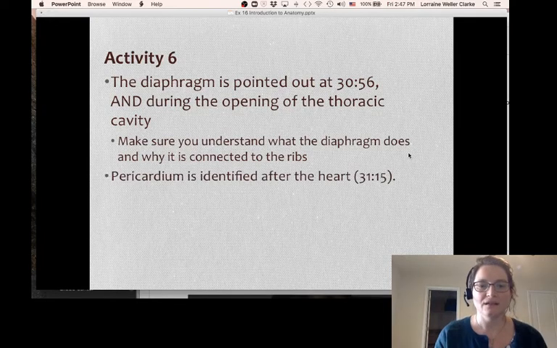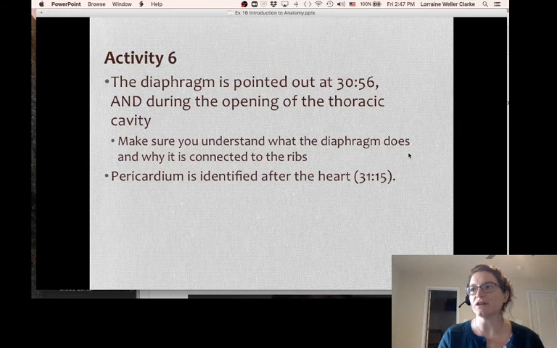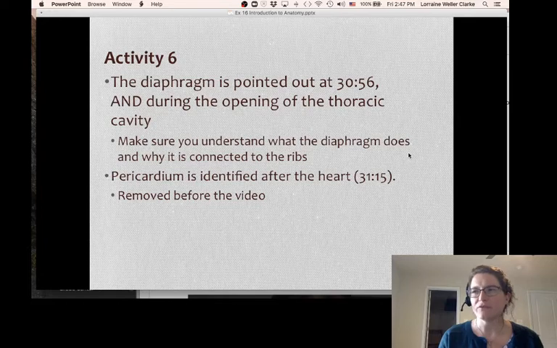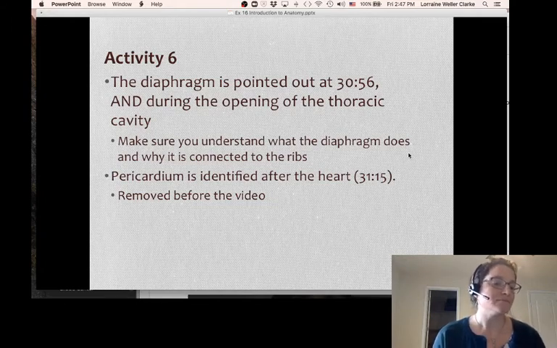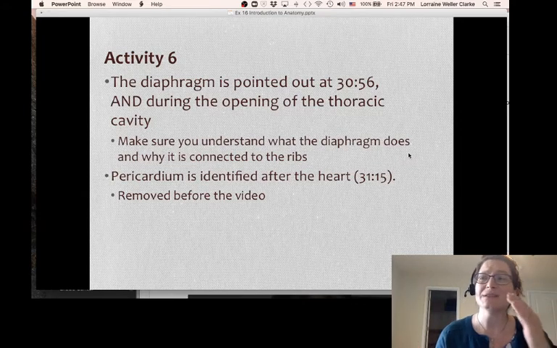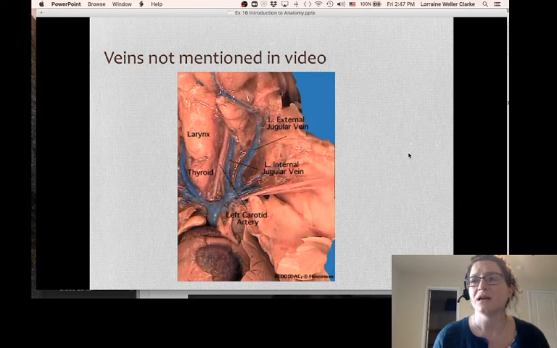All right, so the pericardium is identified after the heart. That is basically a thick membrane that protects the heart from other things inside your chest. And they removed it before the video. If this was an actual pig dissection, you'd have to remove it, but you can just check at the heart with that. So again, you don't have to make any of the incisions, but do watch the video. It's important to know where everything's located, okay?